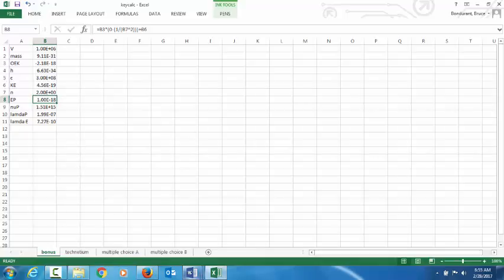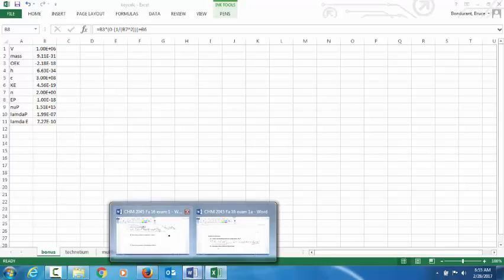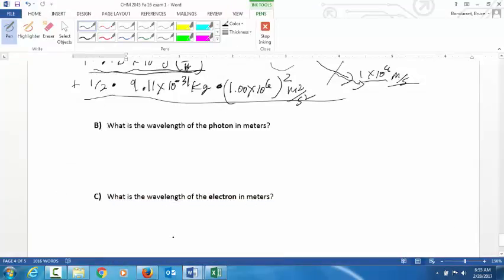So for this then, this is equal to 1.00 times 10 to the negative 18th joules. What is the wavelength of the photon in meters?